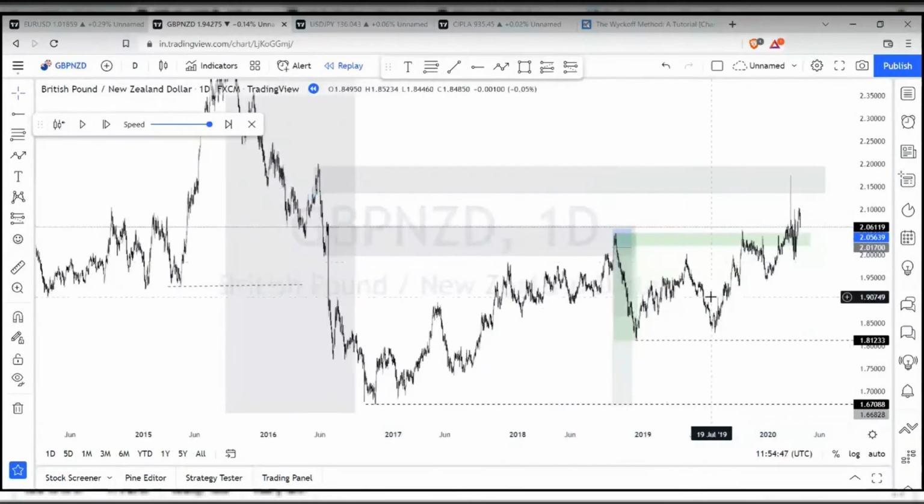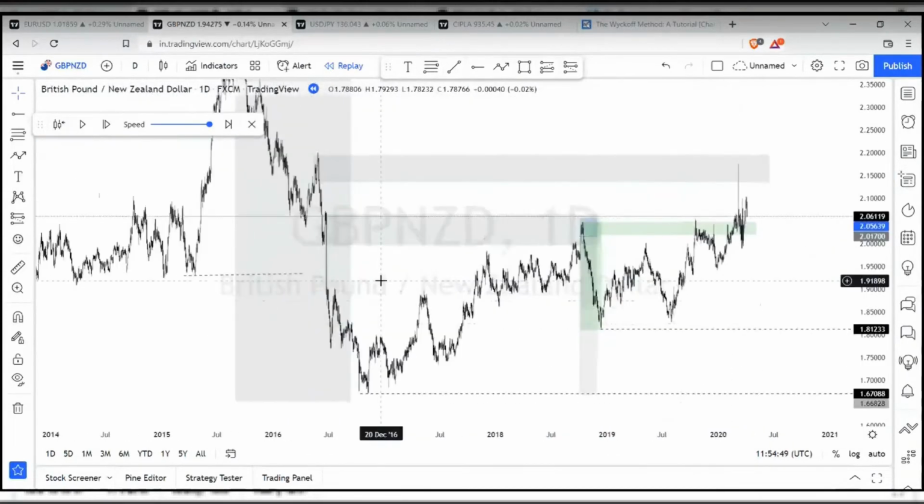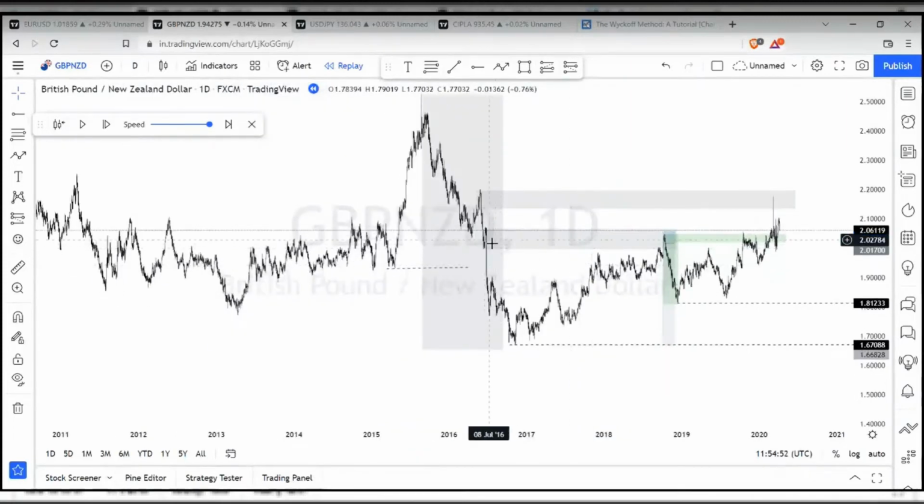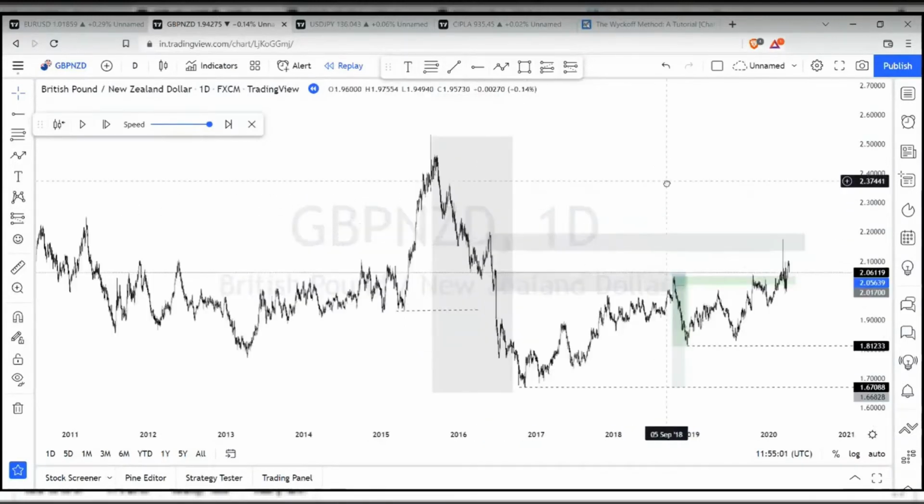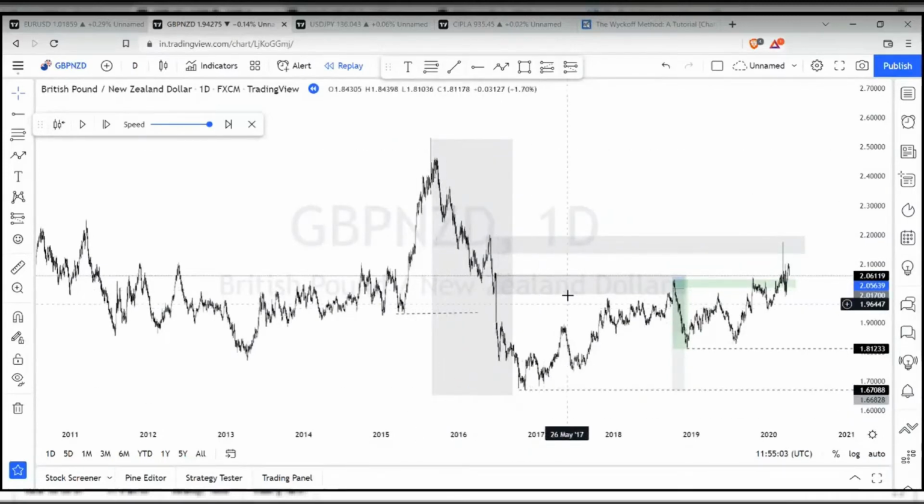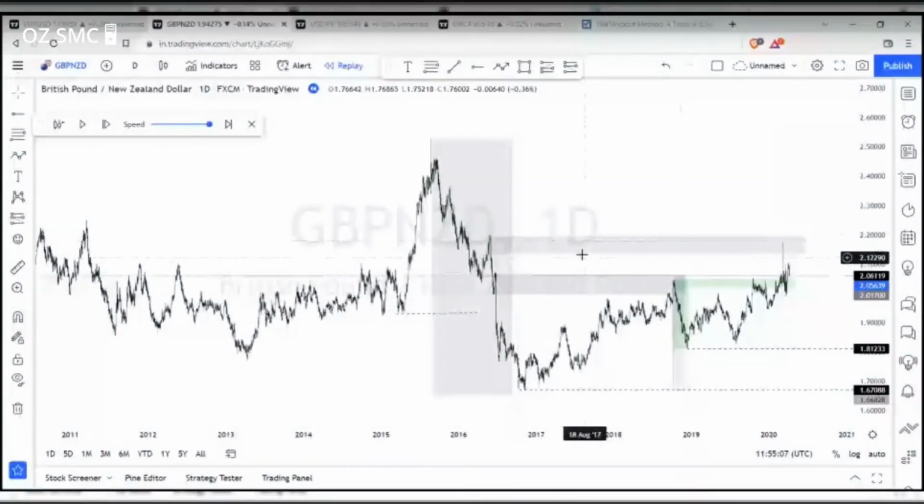Do you see now? We had two zones that we were interested in. First zone right here, first supply zone, second supply zone. This is our first box. This is our second box. In the second box, we have two different areas. So that's where price is reaching.